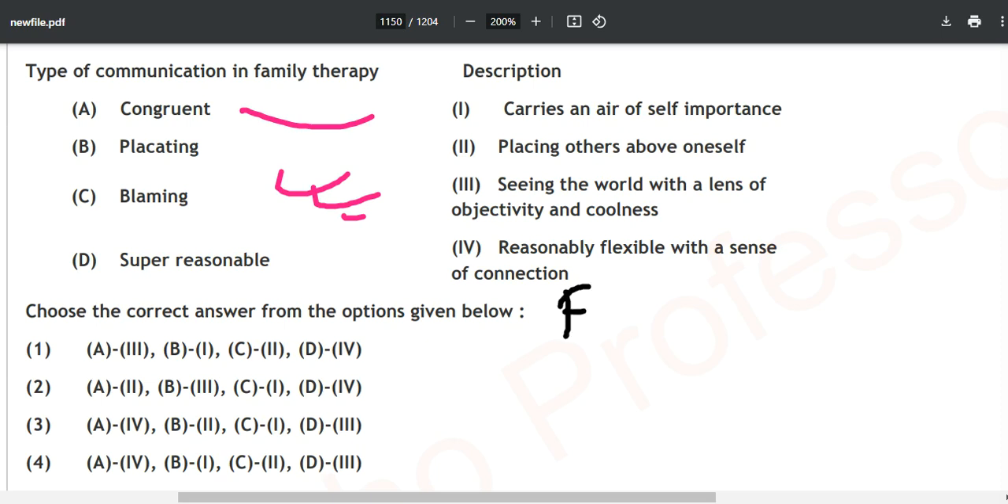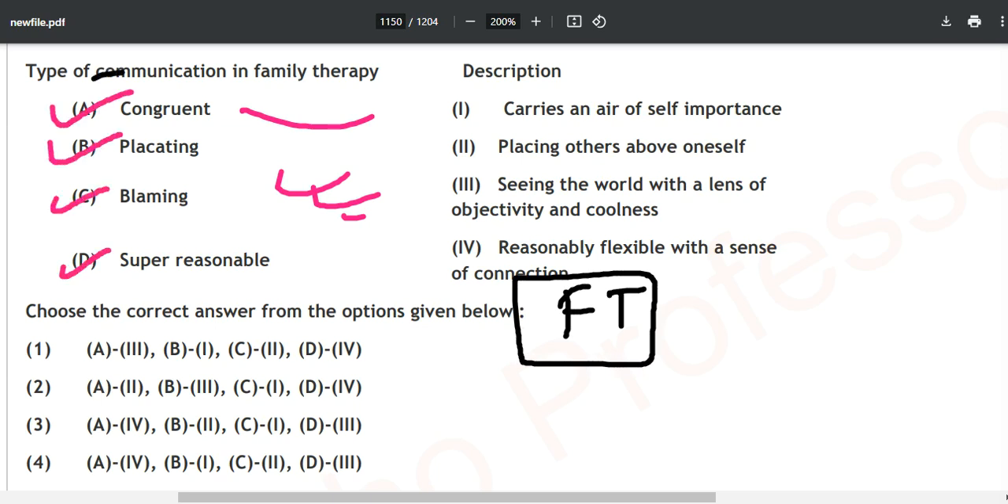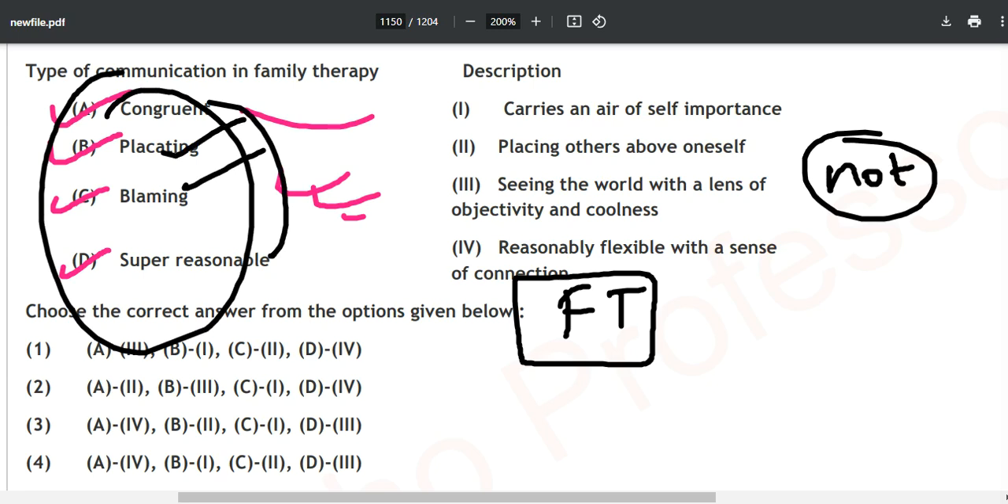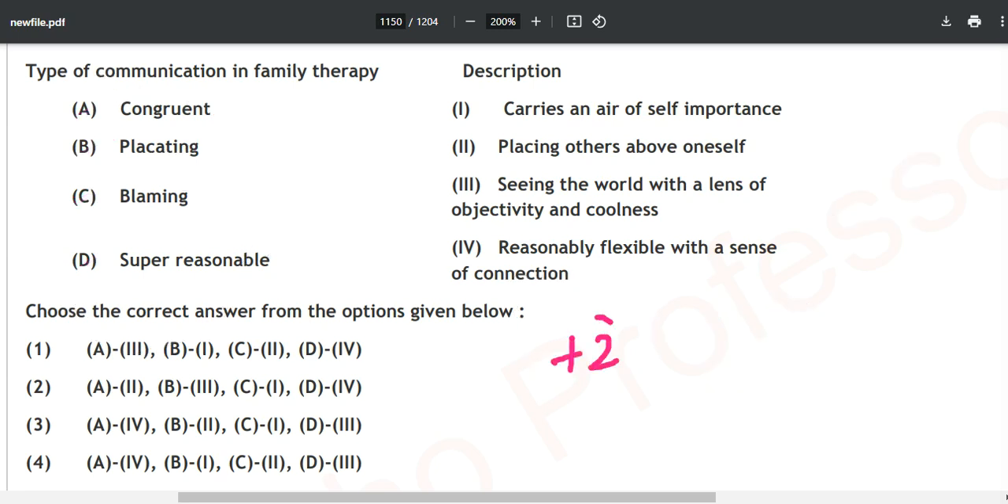Now, what will happen next time? What they will ask you in family therapy is, there are these types of communication, which of them are not and which of them are? You will find congruent, placating, blaming, and super reasonable. If you find any of these, mark them. And if it asks which of the following is not, then leaving all these, whatever option is the odd one, just mark that, and then you will be able to fetch 2 plus marks.